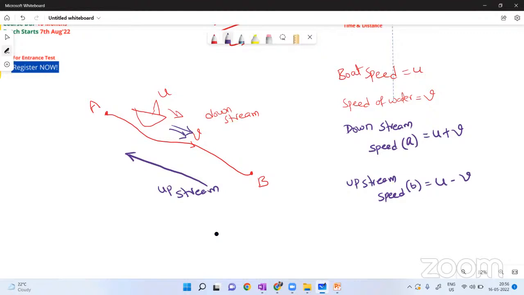So shall I make everything at one place? Boat speed is u and water speed is v. a is u plus v, that is the downstream speed, and b is u minus v, which is the upstream speed.